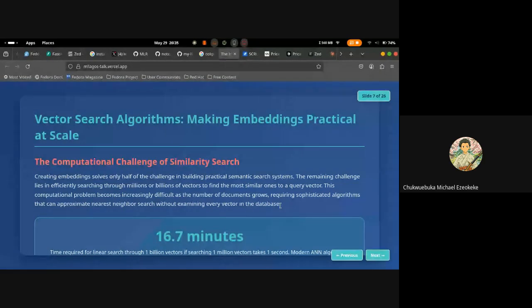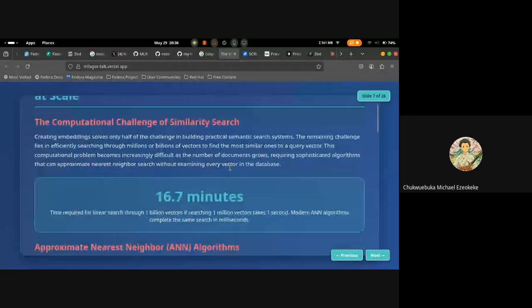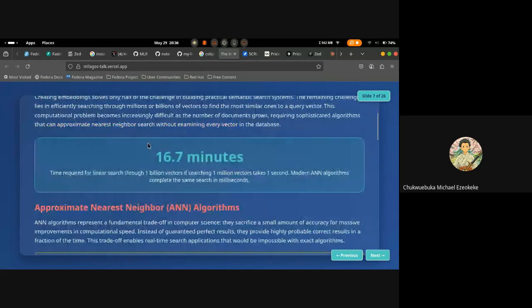Just like the previous example, when you upload a legal PDF, someone's query vector might be, who are the plaintiffs for this case. Now you need to be able to search through the vectors, and that's where vector search algorithms and similarity search help. The main challenge lies in scale. This computational problem becomes difficult as the number of documents grows. As an example, if searching 1 million vectors takes 1 second, linear search through 1 billion vectors takes 16.7 minutes. But modern approximate nearest neighbor algorithms complete the same search in milliseconds.